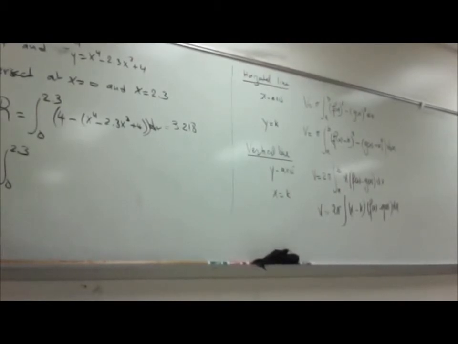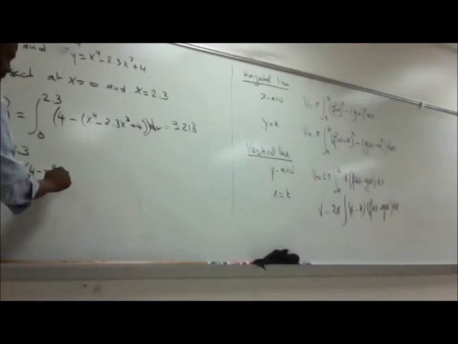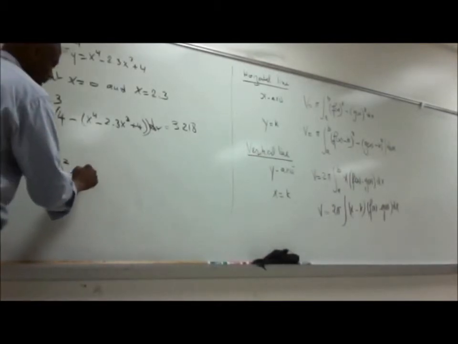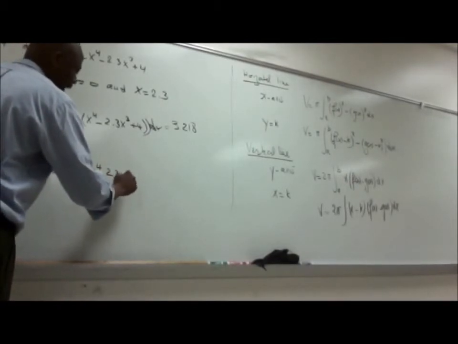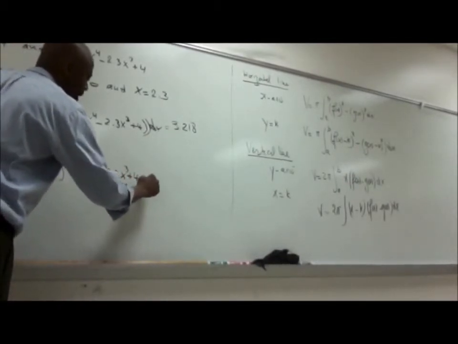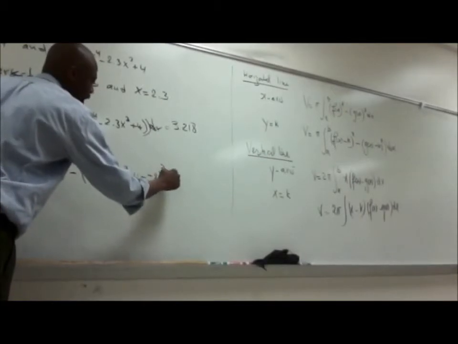The first function f is 4, the second one is this one. So 4 minus x to the 4 minus 2.3 x cubed plus 4. Minus negative 2, because the line is y equals negative 2. Squared, minus the quantity x to the 4 minus 2.3 x cubed plus 4 minus negative 2, squared, dx.